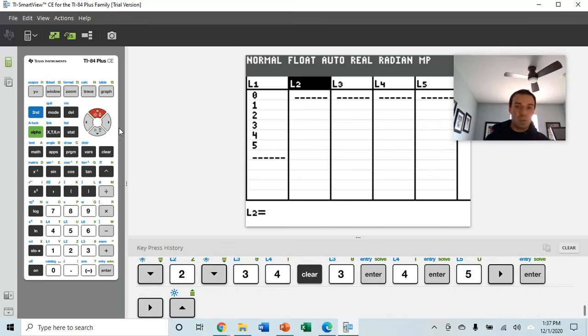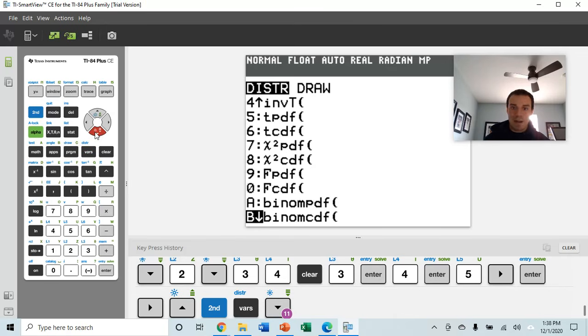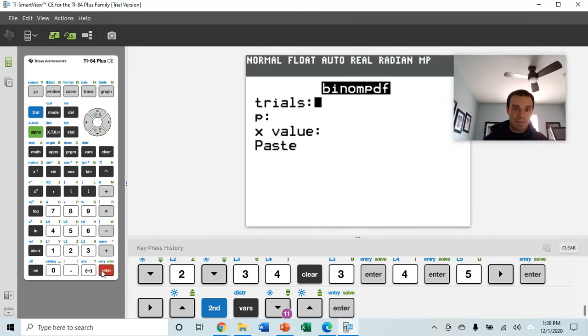And then in L2, I'm going to go to second and vars, and I'm going to go down to Binomial PDF. So I'm going to scroll down, and there are 2 binomial calculations that we have here. We have PDF and CDF, and I'll talk about both of those. But we're going to go to Binomial PDF.